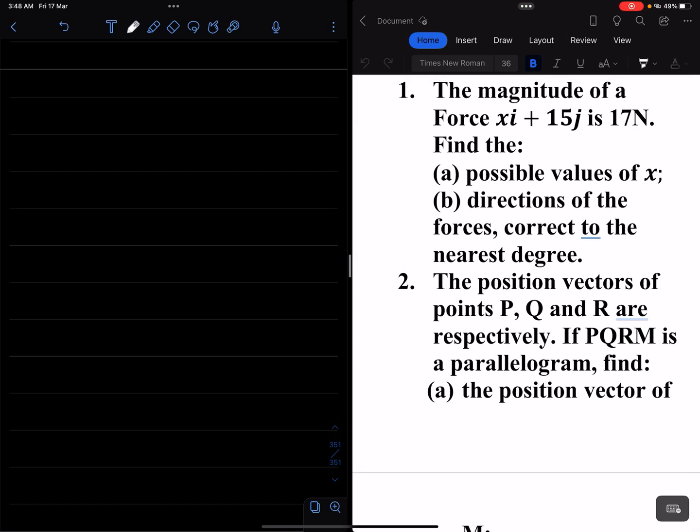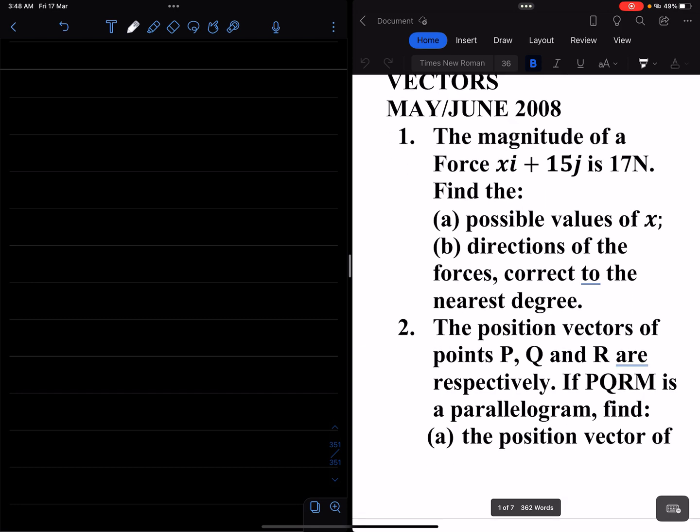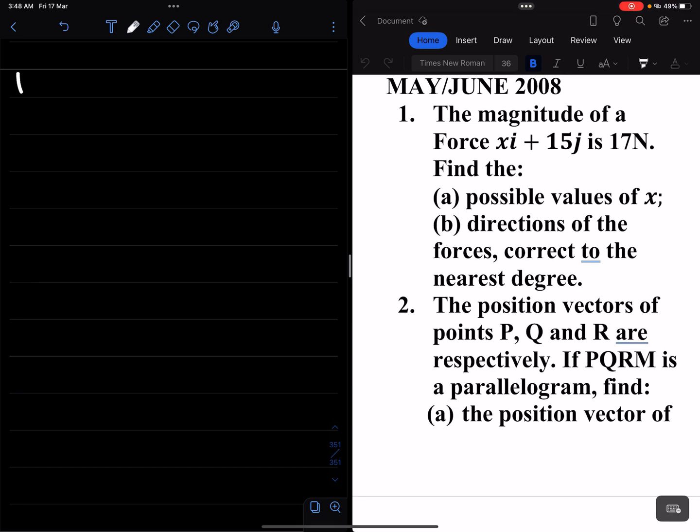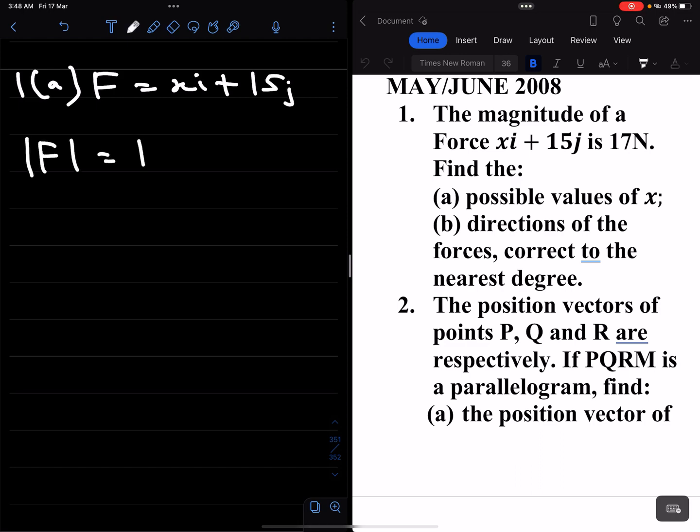Now, welcome back, everybody. Let's take more questions on vectors. This is May, June 2008. The magnitude, that's number 1, start from A. The magnitude of a force xi plus 15j is 17 newtons. Let the force be F, and it is xi plus 15j. Its magnitude is 17 newtons.